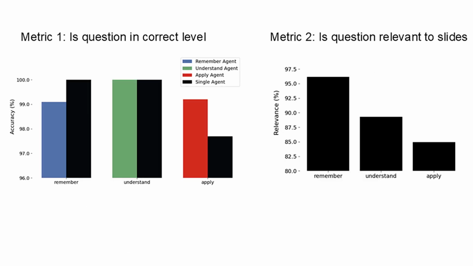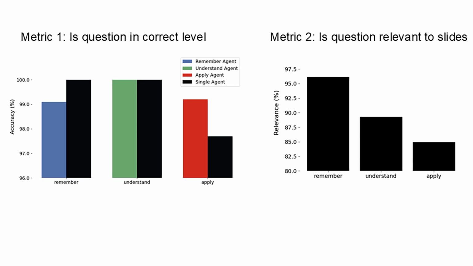For this first metric, you can see here on these black bars the accuracy for the remember, understand, and apply questions when we use one single agent to create all 3 levels of questions. We also tried using 3 separate agents for these 3 levels, and the accuracy was about the same, so we can just use one single agent for this task.